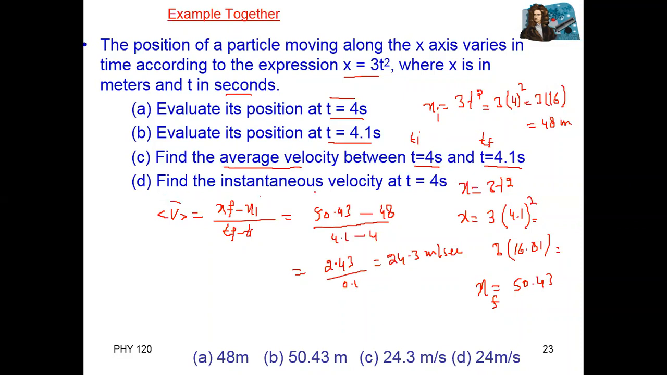Okay, find the instantaneous velocity at t equal to 4. Fixed time 4. So then we need to find the derivative. We have x is equal to 3t squared. We know that instantaneous velocity is dx divided by dt, so it equals 6t. Time is given, time is 4. So 6 multiplied by 4 equals 24 meters per second. This is instantaneous velocity.